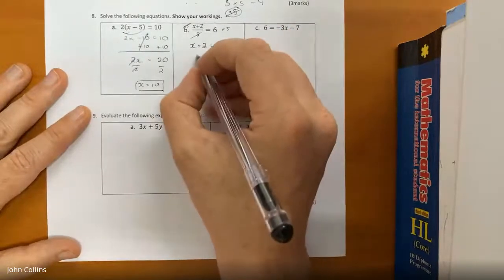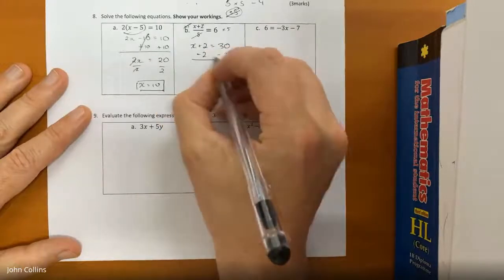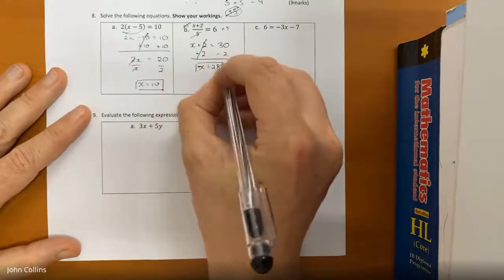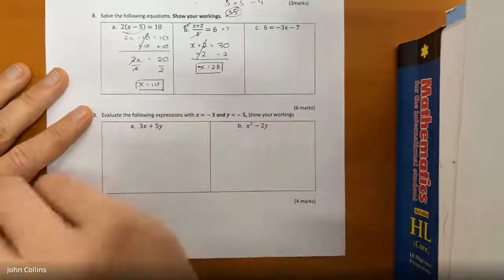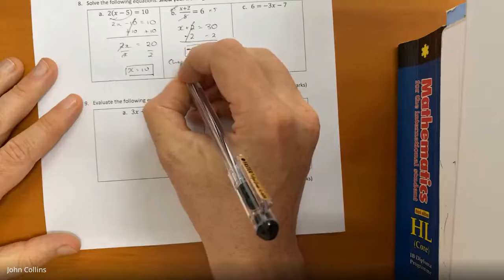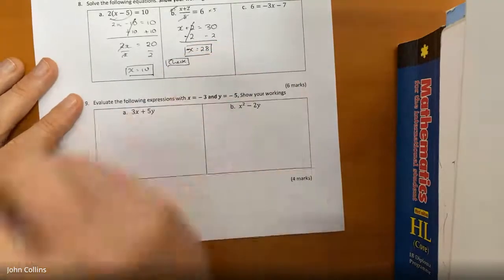Okay. Subtract 2 from both sides. I want to get rid of that 2. And x is 28. So if x is 28, I'm not sure about that. Is that a right answer? Let's check. You don't have to check, but I'm just going to check for one of these.